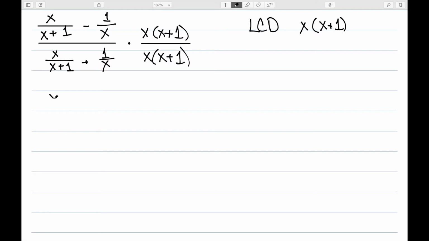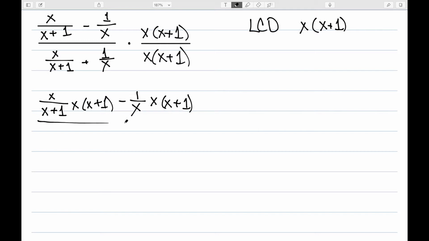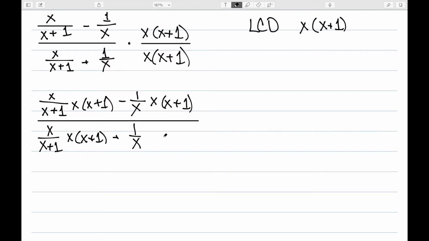So this is going to multiply each term by that. X over x plus 1 times x plus 1. Minus 1 over x times x plus 1. And then the denominator has x over x plus 1 times x plus 1 plus 1 over x plus 1.